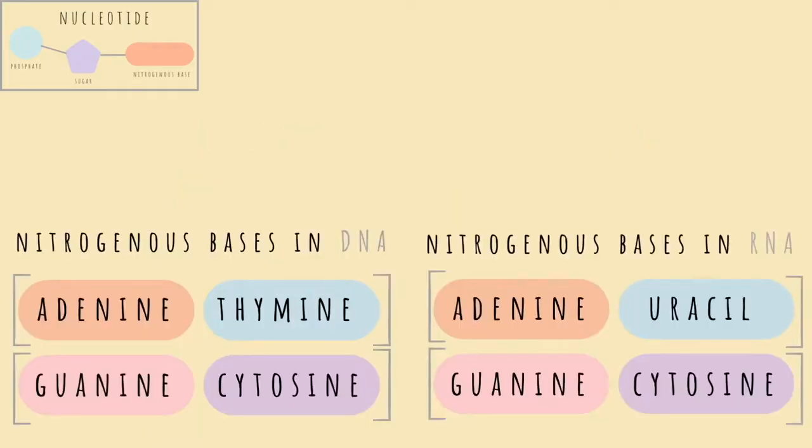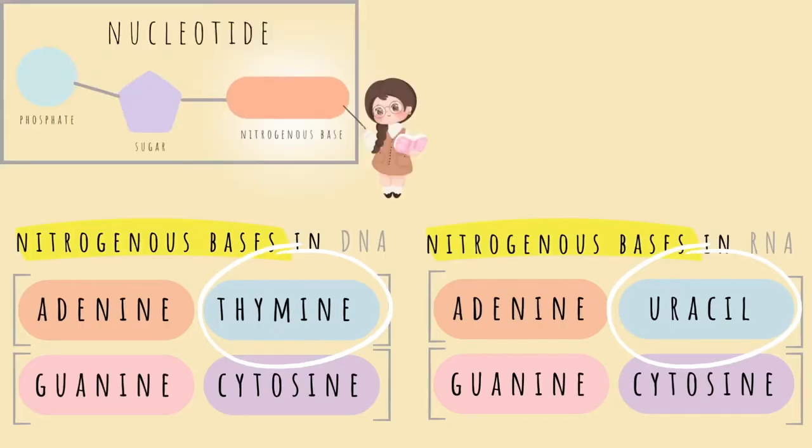So taking a look at the bases in DNA and RNA side by side, we can see that the only difference is DNA has thymine and RNA has uracil. I can't stress how important this is to remember. Thymine is only found in DNA and uracil is only found in RNA. And remember, these nitrogenous bases we're talking about fit in this nucleotide structure.